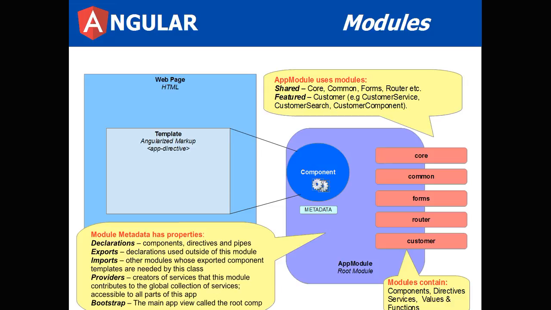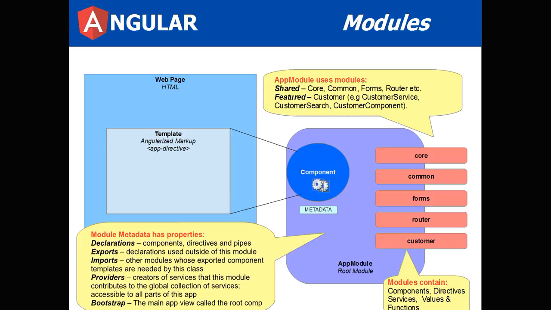Imports. Other modules whose exported component and templates are needed by the class. So if I'm using forms, I need to import the forms module. If I'm using routers, I need to import the router module. And like I said, when I'm building site areas, I build custom featured modules. I'm going to build a customer module and a shipping module and a shopping cart module, etc. And then it's the providers. Providers are creators of services that this module contributes to the global collection of services accessible to all parts of the app. So providers are the services I'm using.